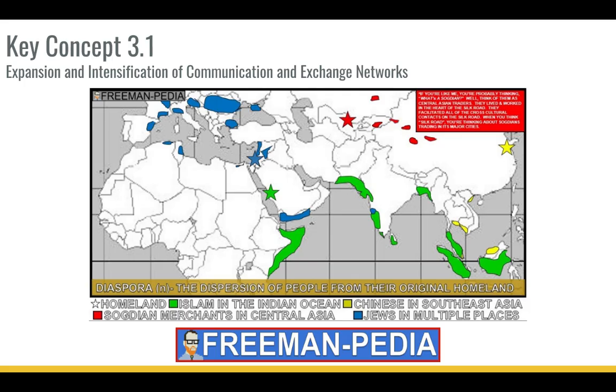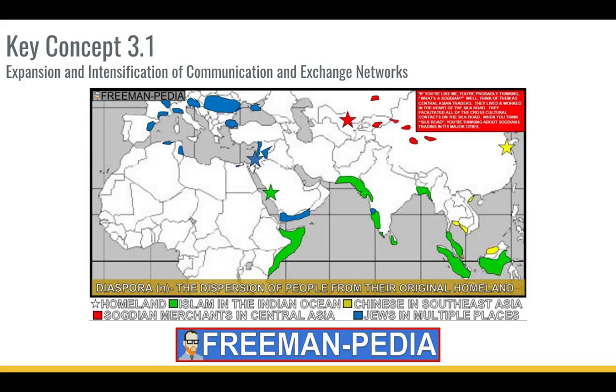In key places along important trade routes, merchants would set up communities, and these became known as diasporic communities, where they introduced their own cultural traditions into local indigenous cultures. And there are four major diasporic communities that the AP wants us to know, and Freemanpedia has a great map showing them.